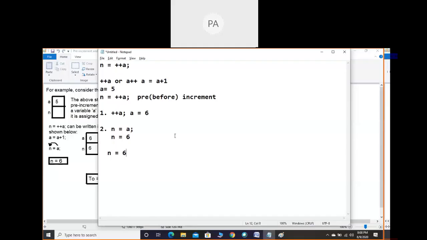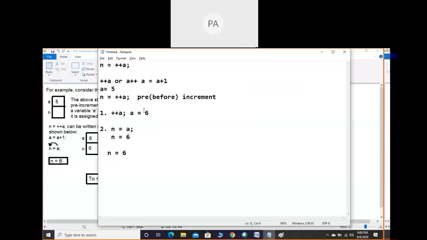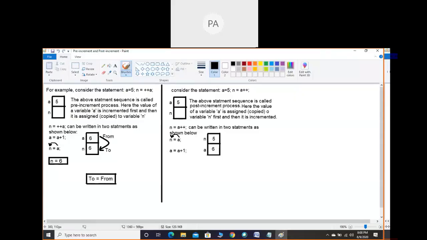So this is in case of the pre-increment operation. I hope you people have understood. So now let us go to the diagram here. See, the above statement sequence is called the pre-increment process. Here the value of variable A is incremented first. As I said, we have two operations, increment and assignment. First we have to do increment, then assignment. So they are telling the value of variable A is incremented first, then whatever value it got, that is copied to n.